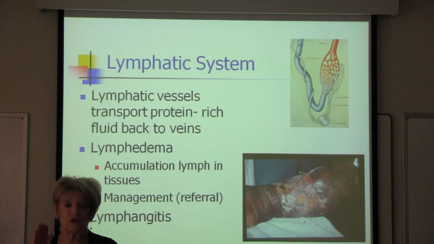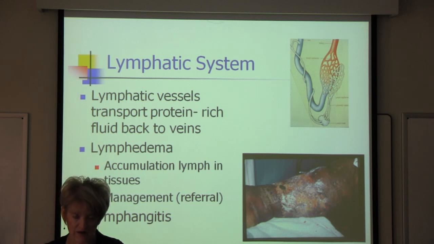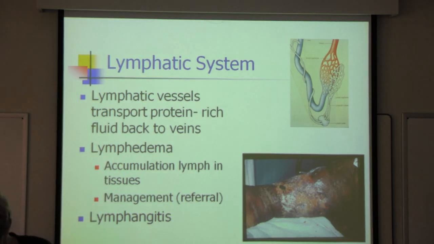Lymphangitis just refers to a superficial infection that follows the pathway of the lymphatics. So typically what you see is that kind of red streak that follows the pathway of the lymphatics. I don't think they'll ask you about lymphangitis.